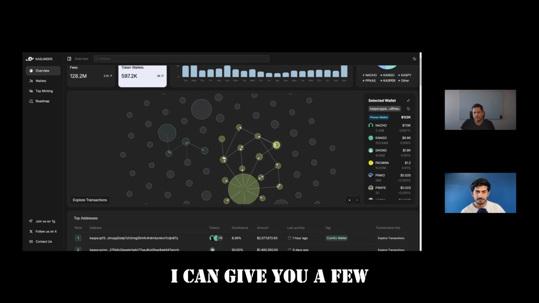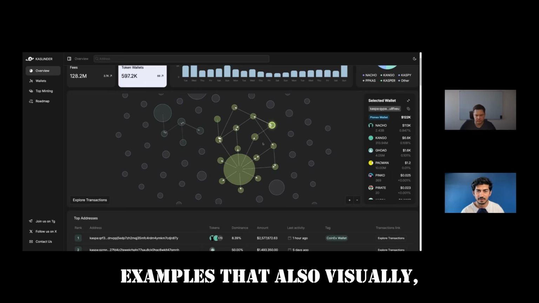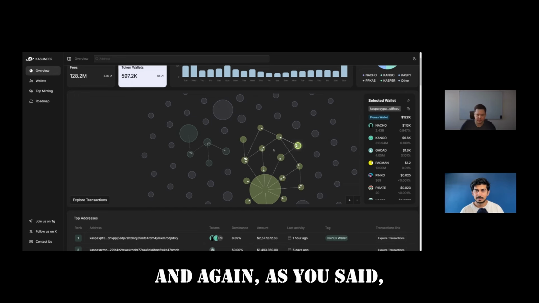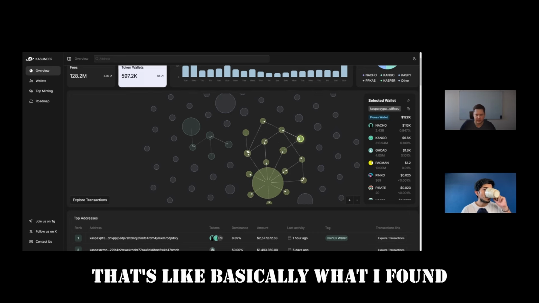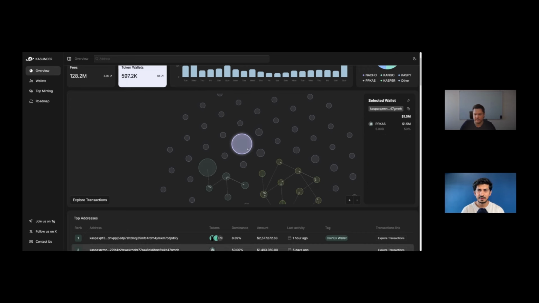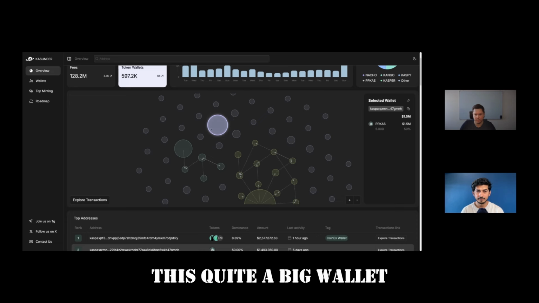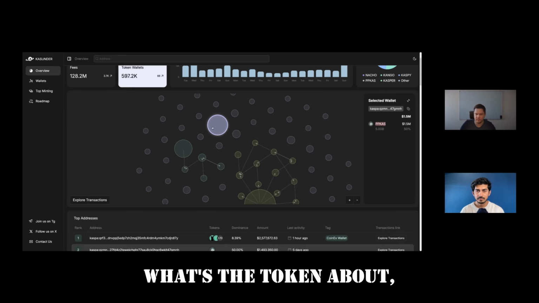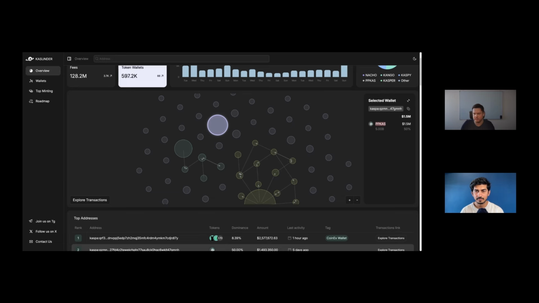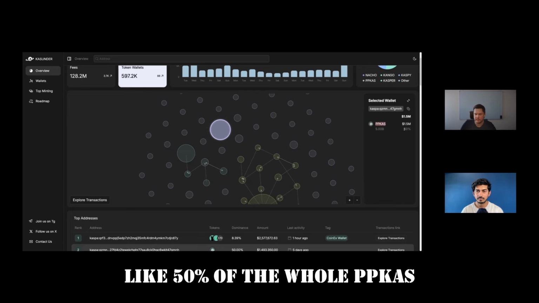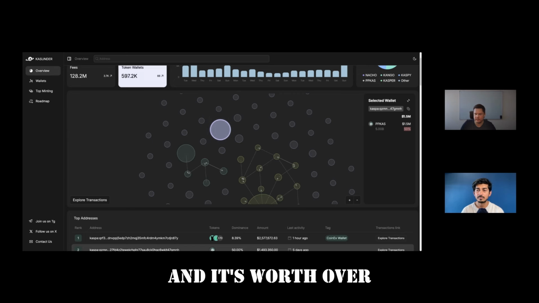Yeah, I can give you a few examples, also visually on the graph, of how potentially the system might be used. And again, as you said, anybody can find something else; that's basically what I found just looking through very quickly. So, for example, we have this quite big wallet that stores the PPCAS token. I honestly am not sure what the token is about, but it's something about gamification. I'm not sure if they have released the services already or not. This wallet stores like 50% of the whole PPCAS, and it's worth about $1.5 million.